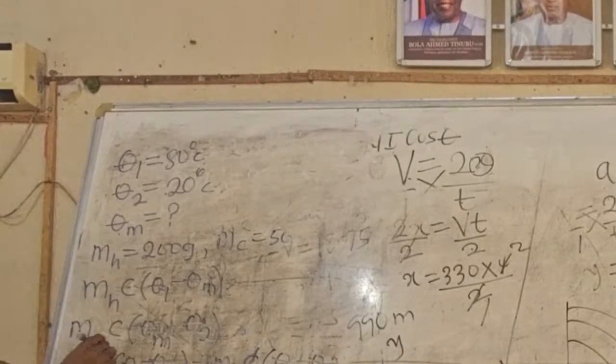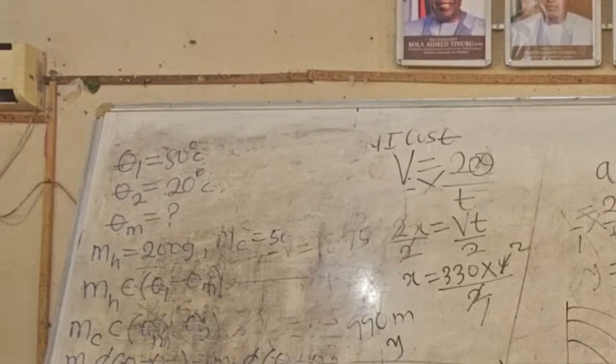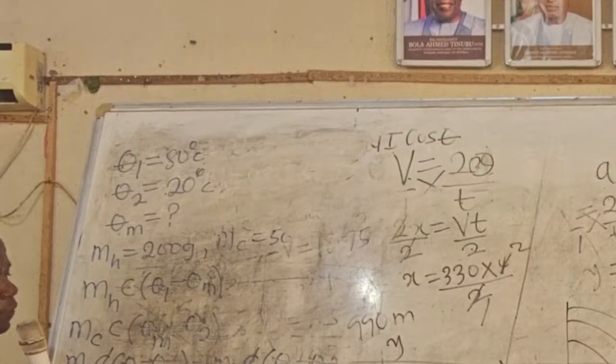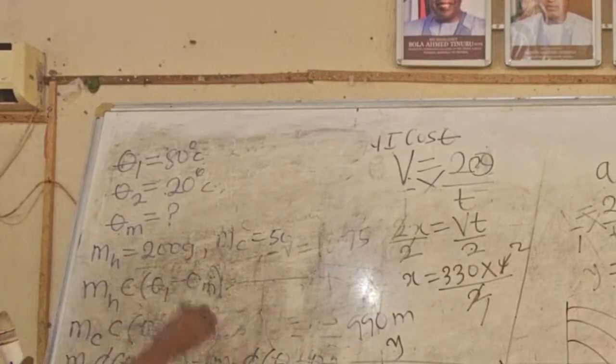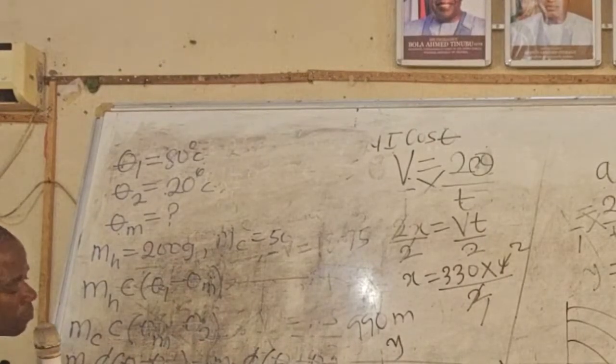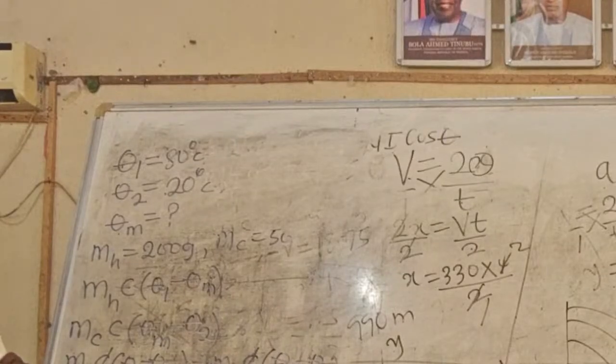See here, cancel C here. The mass of the hot water is of course 200 into theta 1, that's 80, minus theta M is equal to the mass of the cold water, 50, times theta M, that's what we are looking for, minus theta 2, that's 20 degrees. Now, 50 goes here, 1. What is 50 in 200?